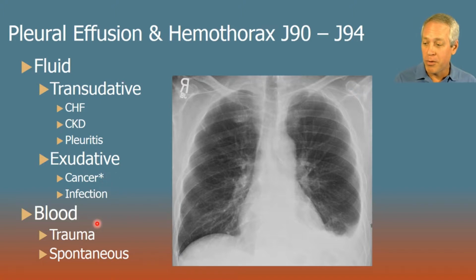Now, if it's blood, hemothorax can be traumatic or a spontaneous rupture of a vessel of either of the pleura, visceral or parietal, and the blood leaks into the pleural space, that potential space.